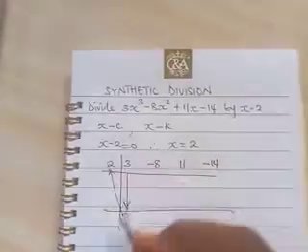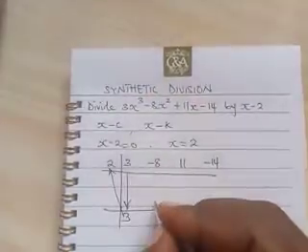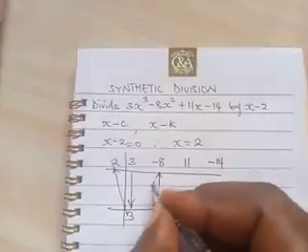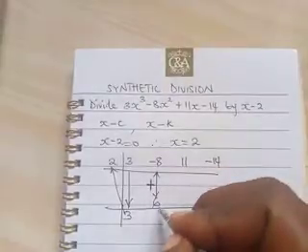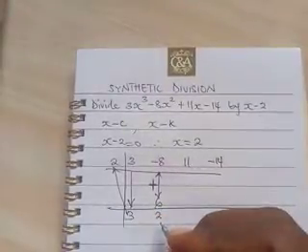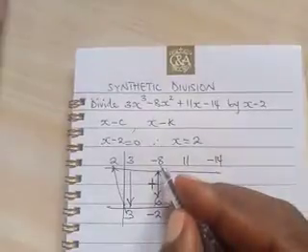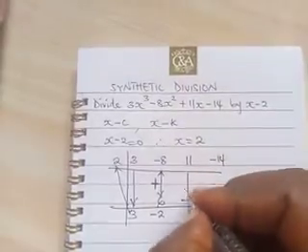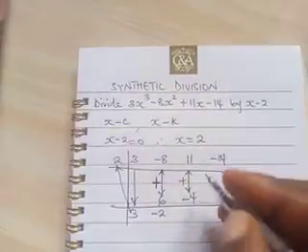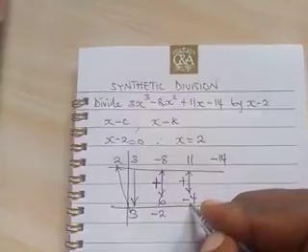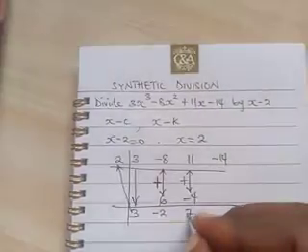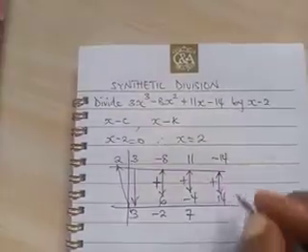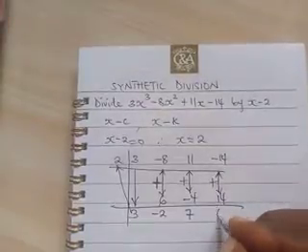Multiply it with this x. 3 times 2 gives us 6. We put it here. Add it together with this. Add. Negative 8 plus 6 gives you negative 2. Negative 2 times 2 gives you negative 4. You add the two of them. 11 minus 4 gives you 7. 7 times 2 gives you 14. You add. Minus 14 plus 14 gives you 0.